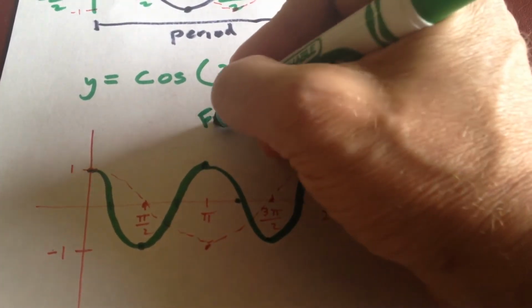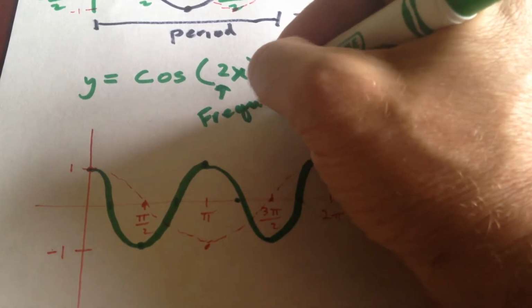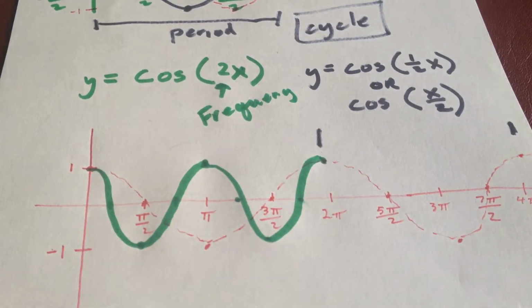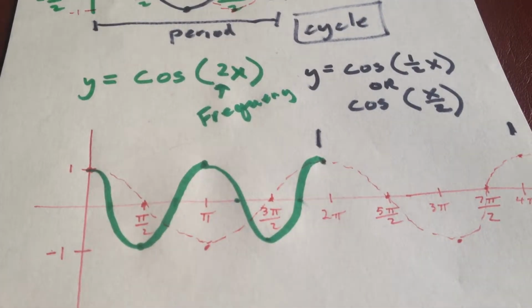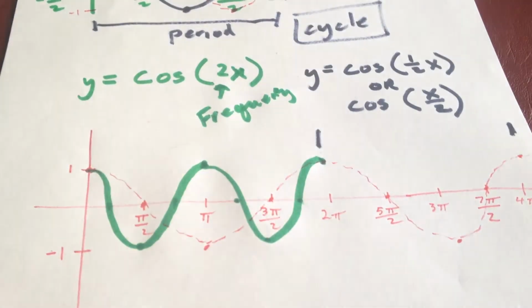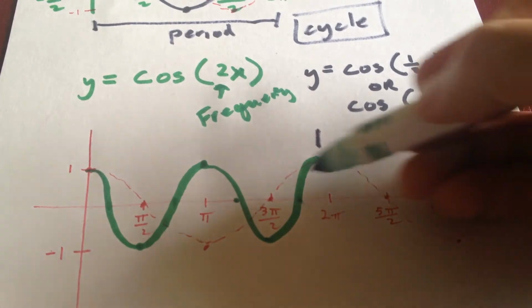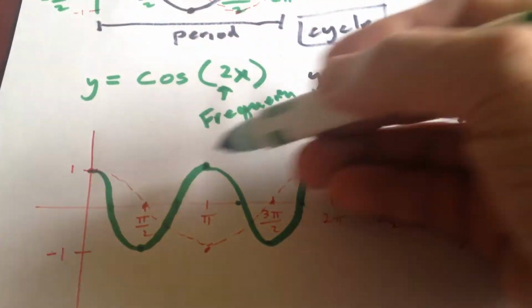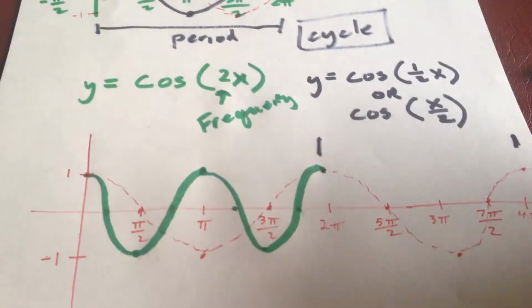And that's why this is often called the frequency. And the reason it's called the frequency is because this is how frequently this happens within a standard 2 pi. So if I put a 2 out front, it'll do it twice. Well, what happens if I do it the other way?